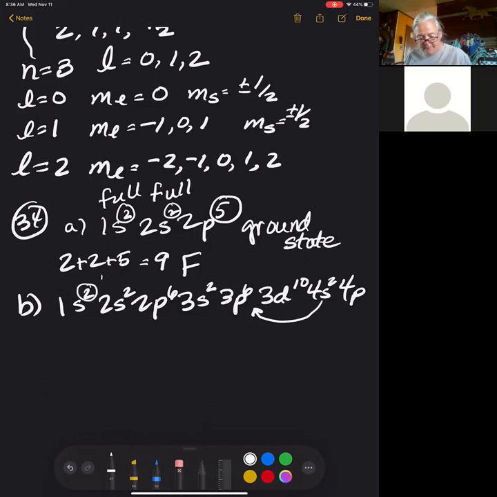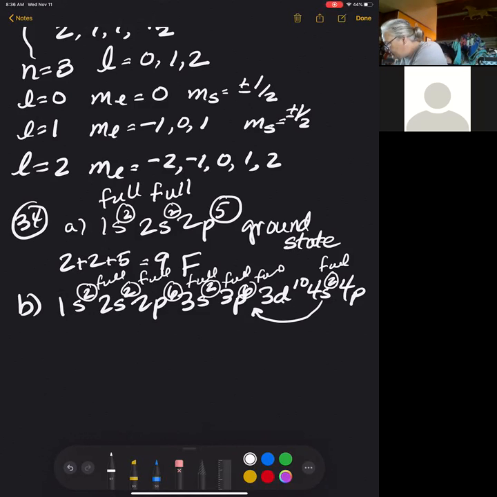Okay, so this is full. The s states need 2, so those are full. The p's are 6, so that's full. That's full. The p's are full. 4s is full. Then I need to look at 3d, and how many electrons can it have? Well, if I count, it can have 10, so that's full. And then the last thing I'm left with is 4p, and there's only 1 in there, but it's filled all the layers below that. So this is another ground state, because I'm filling the shells in the order of their energy, so that's okay.